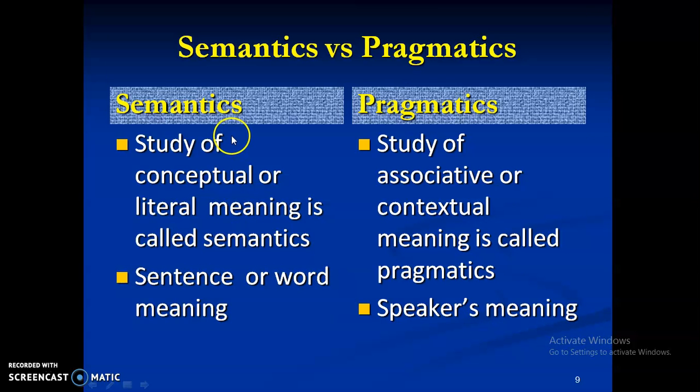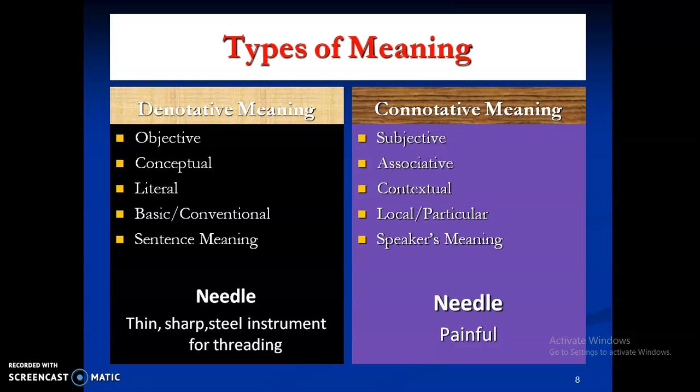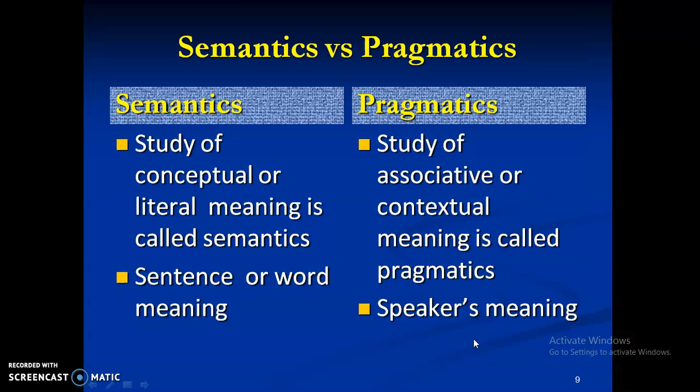Now, semantics and pragmatics. Semantics is the study of conceptual or literal meaning or basic meaning. And pragmatics is the study of associative meaning or meaning in context, hidden meaning. So the meaning painful is not represented by needle, but it is a hidden or implicated meaning. So the study of conceptual or literal meaning is called semantics, and this is word or sentence meaning. And the study of associative or contextual meaning is called pragmatics, and it is speaker's meaning.